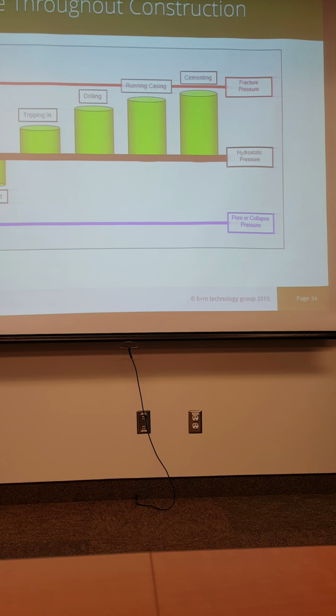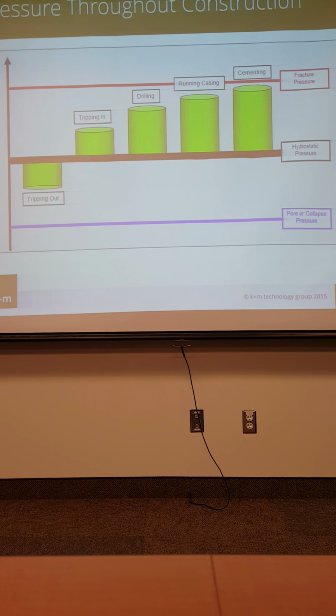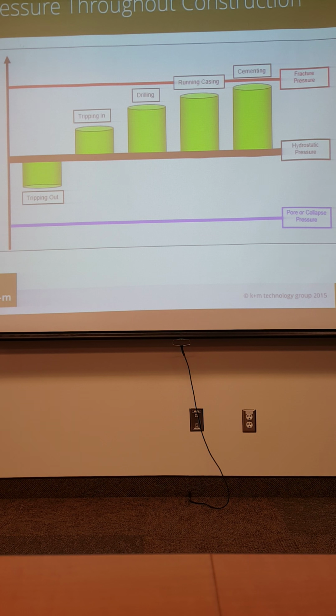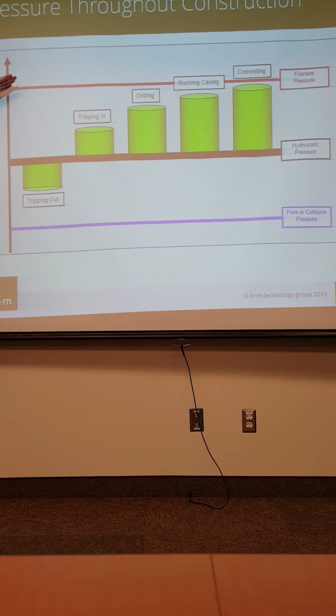Throughout the process of constructing our wellbore, we want to make sure that the static and dynamic pressures always stay between pore pressure and frac gradient. Or really, what I should say, minimum horizontal stress. I don't like this term frac gradient. Pore pressure, collapse pressure is my lower limit. Frac pressure, or really minimum horizontal stress, is my upper limit.